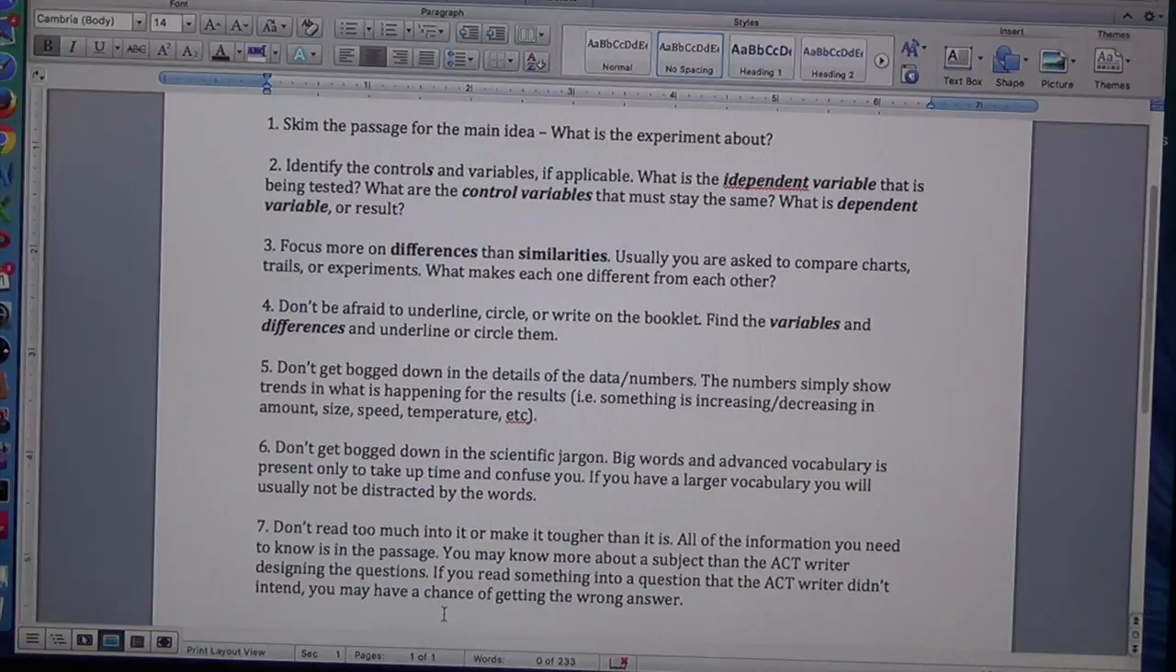Lastly, don't read too much into this. The ACT test writers probably know less science than you do. If you take your science knowledge and bring that into the test and say, well, I know something about this concept and that concept, you have a chance of getting it wrong. They only want you to answer what they show you there.